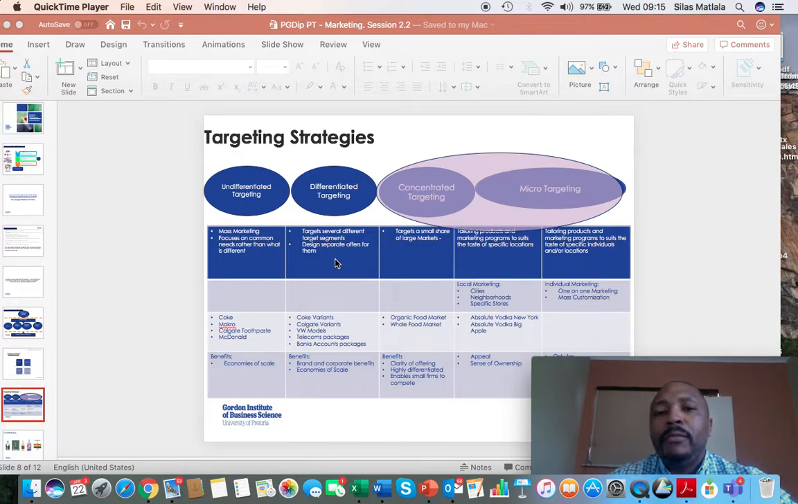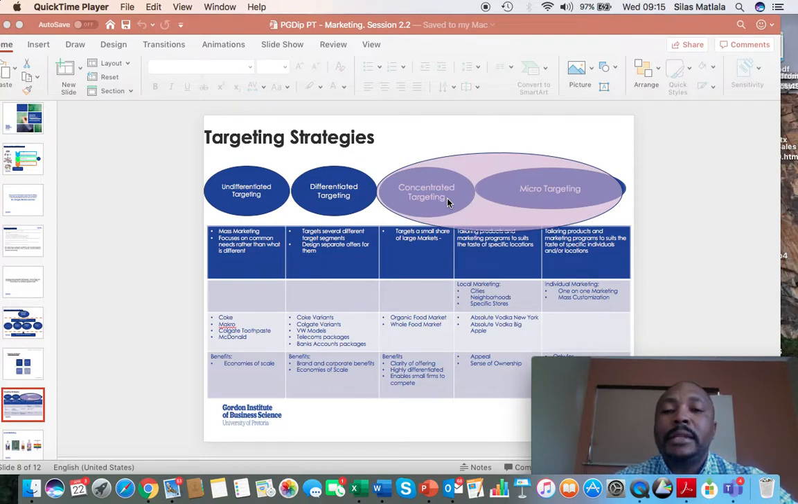And then if we move further to the right, we get into what we call concentrated targeting, whose sister, cousin, is the micro targeting. In the concentrated targeting, really it's about targeting a small share of a large market. A small share of a large market.